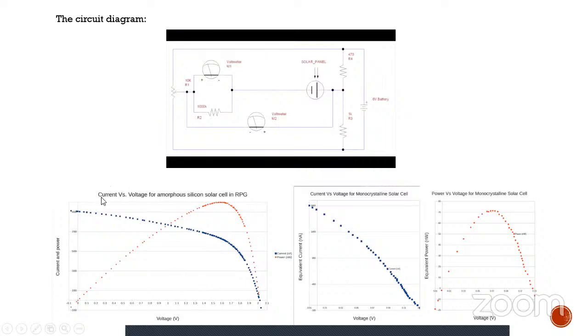And this is the current versus voltage for the amorphous silicon cell that could be used for the nuclear battery. And this is the current versus voltage for the monocrystalline solar cell, and this is the power versus voltage for the monocrystalline solar cell. So we can see these current and voltage figures for this amorphous silicon cell, and we can compare it with the current versus voltage for the monocrystalline, as well as the power versus voltage for monocrystalline solar cells.